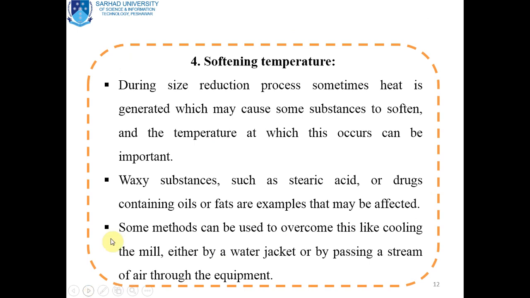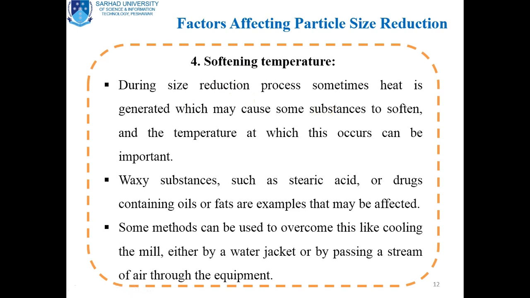Another factor is termed softening temperature. During the size reduction process, sometimes heat is generated which may cause some substances to soften, and the temperature at which this occurs can be important. Materials such as stearic acid or drugs containing oils or fats are examples that may be affected. Because of the generation of heat, waxy material or certain other types of material is affected during the process of particle size reduction.